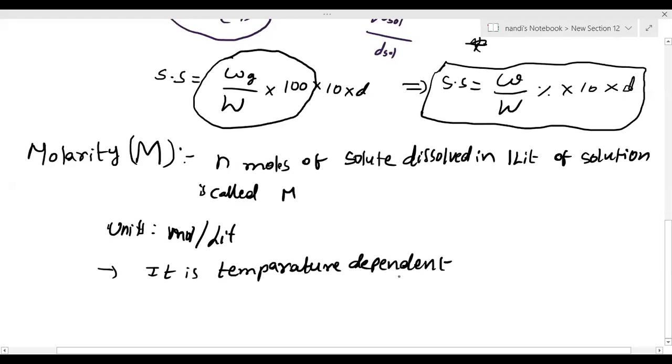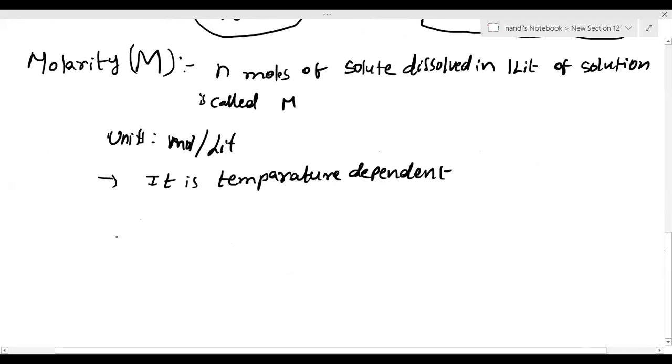What temperature dependent means: by changing temperature, increasing temperature, the concentration of the solution is also going to change. That's what we call temperature dependent. If temperature changes, molarity will also change. From the unit, I am going to write the formula. Molarity equals mole per liter. Mole means the symbol is N. Per liter means V I can take, sir.